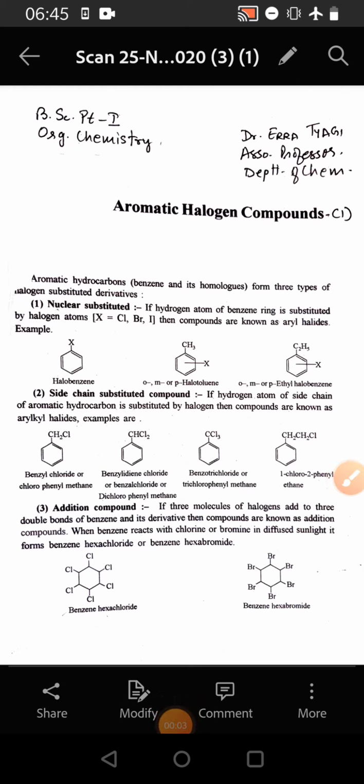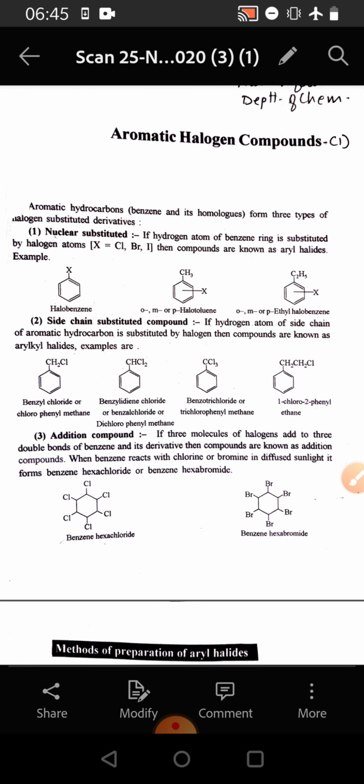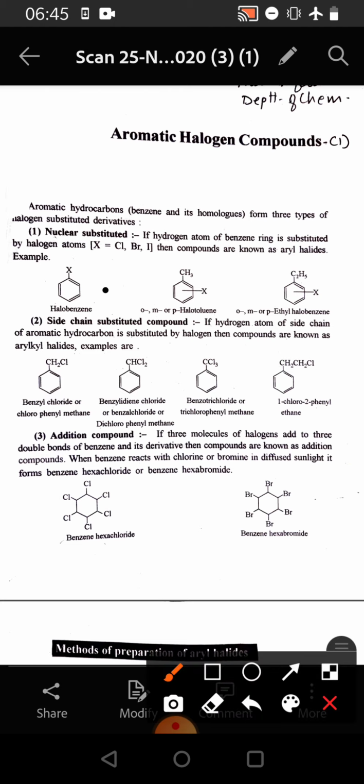Today in this video, we are going to study aromatic halogen compounds of BSc Part 1 Organic Chemistry. Aromatic hydrocarbons form three types of halogen substituted derivatives. First are known as nuclear substituted. If a hydrogen atom of the benzene ring is substituted by a halogen atom, then these compounds are known as aryl halides. For example, halobenzene, ortho, meta or para halotoluene, ortho, meta or para haloethylbenzene.